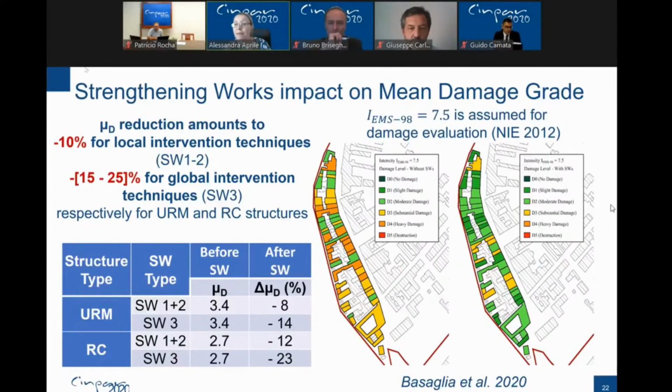On the right, you can see a visual representation of the mean damage grade for an earthquake intensity of 7.5, that is the intensity that we recorded during the earthquake in 2012. You can see on the left the mean damage grade of the ELC subsystem without strengthening works, and the dominant level of damage is D3 and D4. If we look at the right, we can see the effect of the strengthening work, and we can appreciate that the most common level of damage is D1 and D2. So the effect of strengthening work on mean damage grade is substantial.